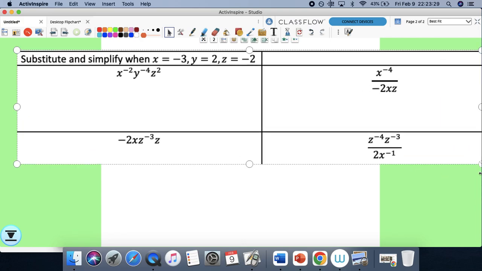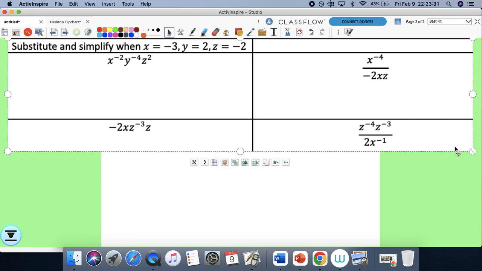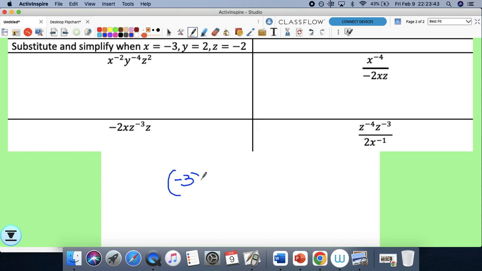All right. So first thing is substitute. Then take your negatives. So let's do the first one. So the first one we have x is negative 3. So if it's negative, I'm going to put in parentheses. And I suggest you do that. Negative 3 raised to the negative second power times y, and y is 2. 2 to the negative fourth power times z, which is negative 2, raised to the second power.